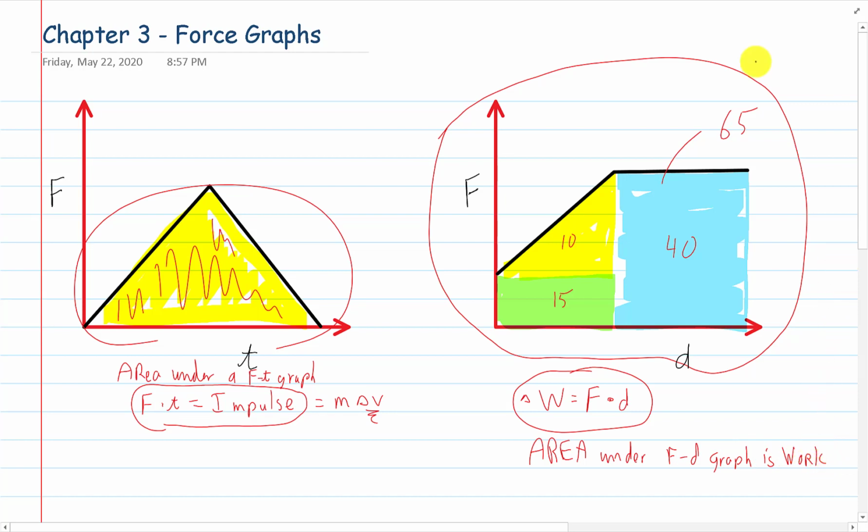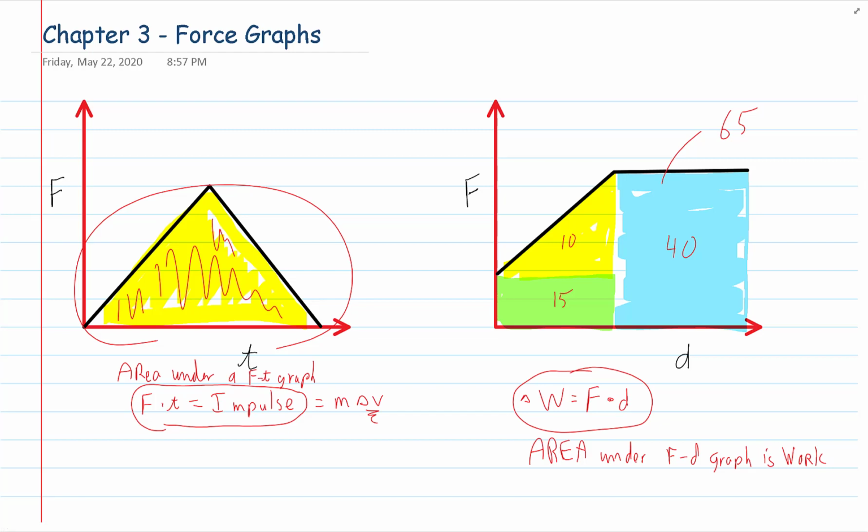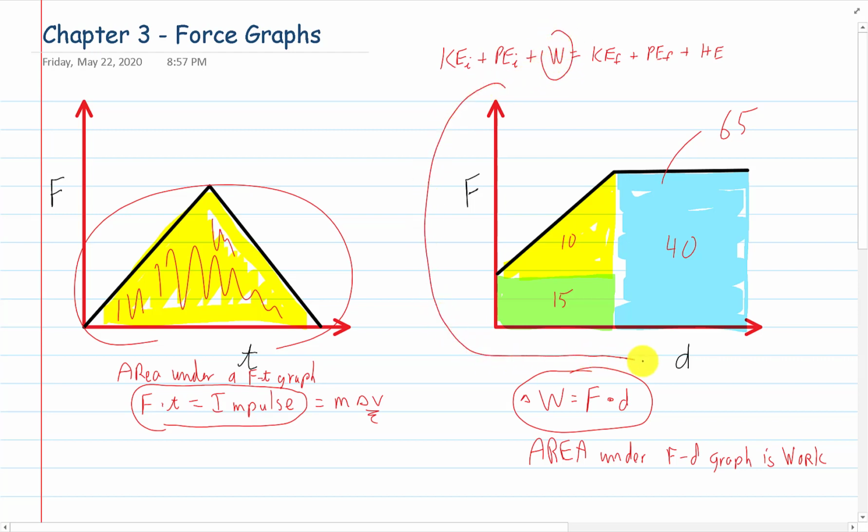So when could you use that? Well, you can use that in this formula. The kinetic energy initial plus the potential energy initial plus the work is equal to the kinetic energy final plus the potential energy final plus the heat energy, right? The conservation of energy. And if I don't tell you the work, but I give you this, you could calculate the work. The 65 would go in there, and it would be 65 joules.